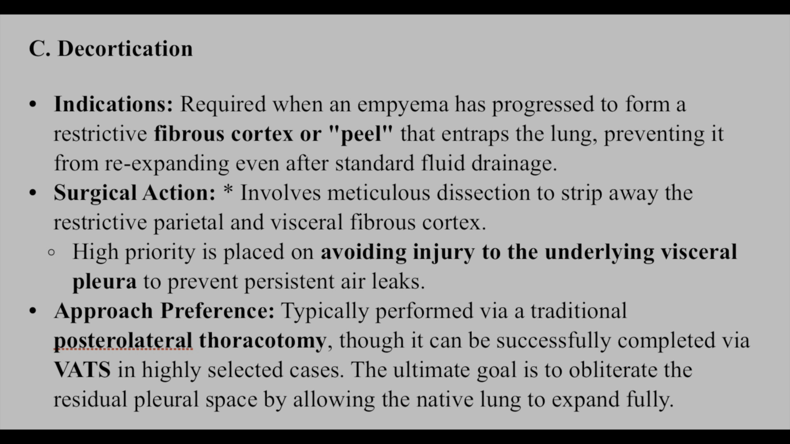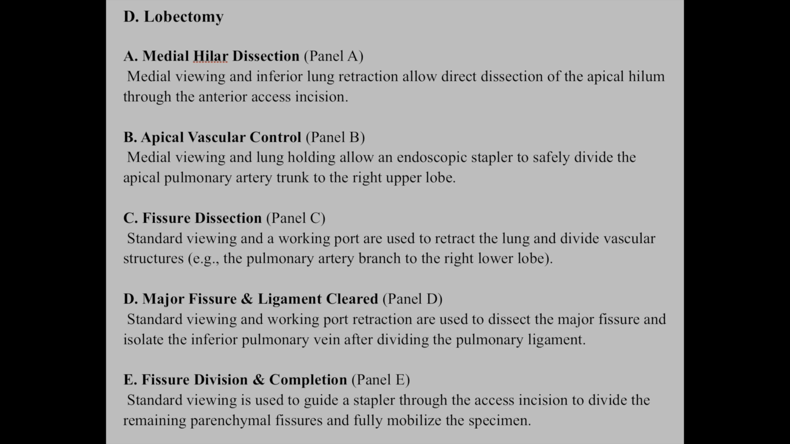Surgical action. It involves meticulous dissection to strip away restrictive parietal and visceral fibrous cortex. High priority is placed on avoiding injury to the underlying visceral pleura to prevent persistent air leaks. Approach preference: typically performed via a traditional posterolateral thoracotomy, though it has been successfully completed via VATS in highly selected cases. The ultimate goal is to obliterate the residual pleural space by allowing the native lung to expand fully.